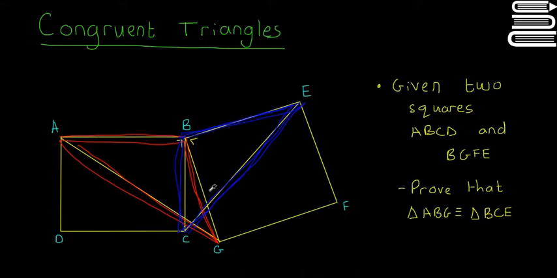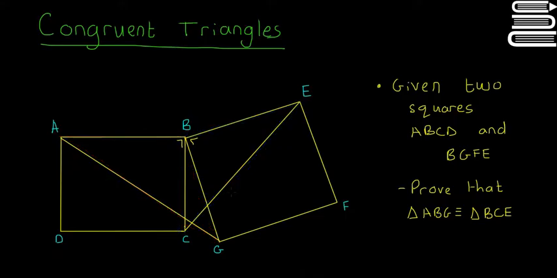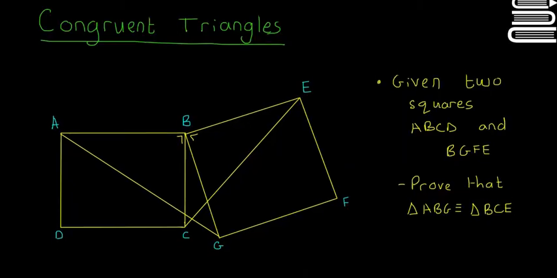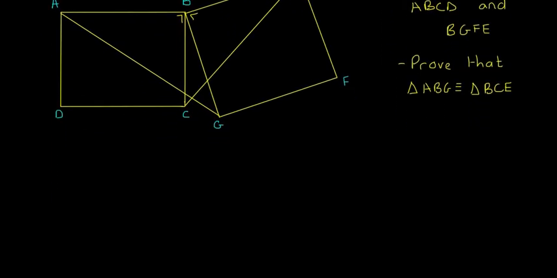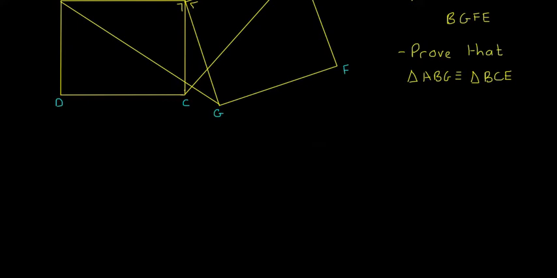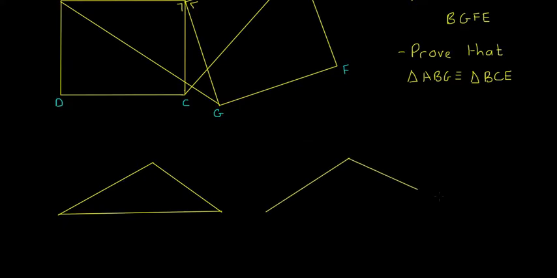So how are we going to do this? I'll go back. This one's definitely a lot harder than the other ones. So the first thing I'm going to do is draw the two triangles out separately. So I'm going to draw the triangle ABG, something like this. And then I'm going to draw this triangle here, which is going to be BCE.